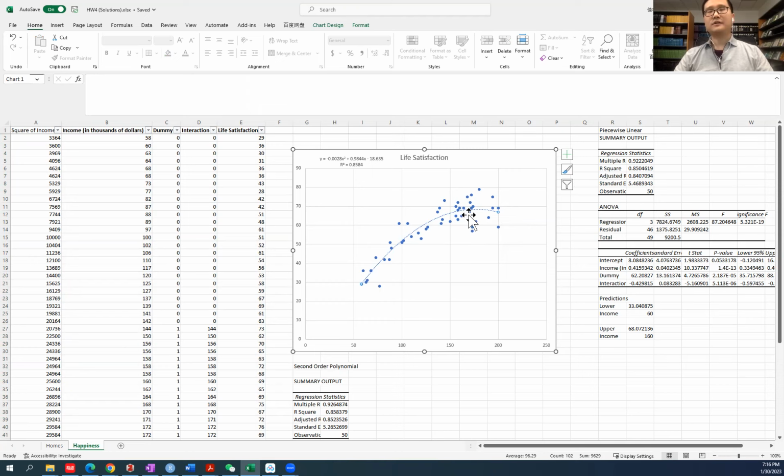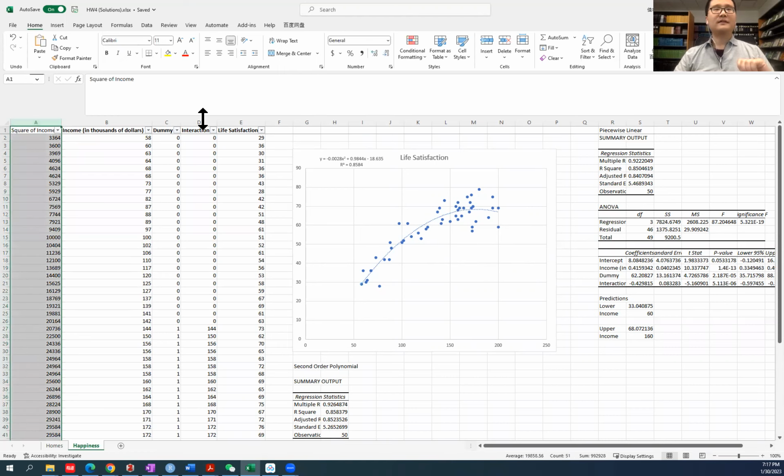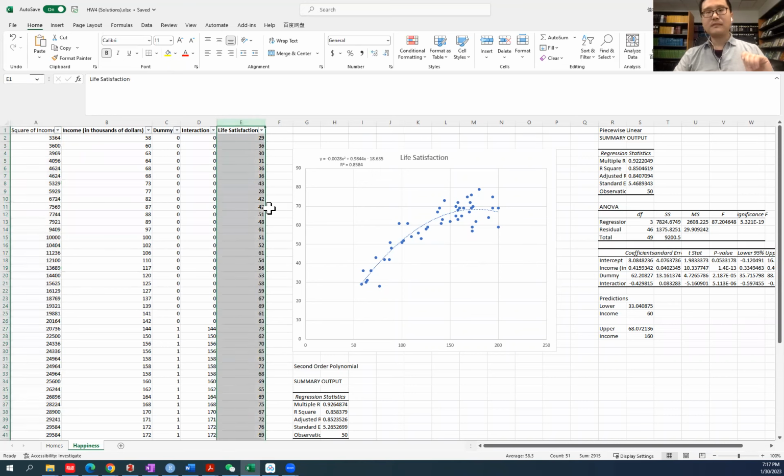However, because of certain cases where the income is high, but the satisfaction is not as high as what a linear trend predicts, we observe a curve. So does it make sense if we plot only the square and life satisfaction? I don't think so. It may not be helpful. We could still plot these 2 columns, square versus life satisfaction.